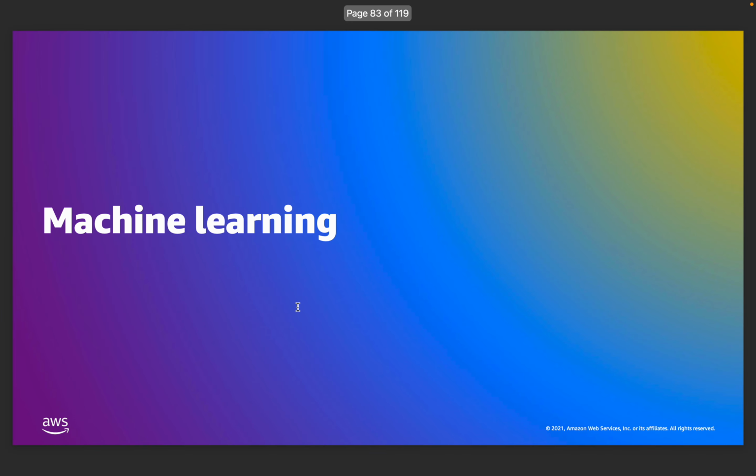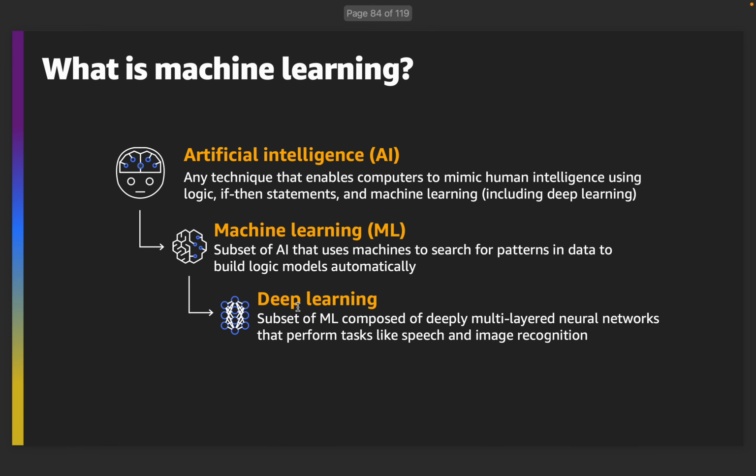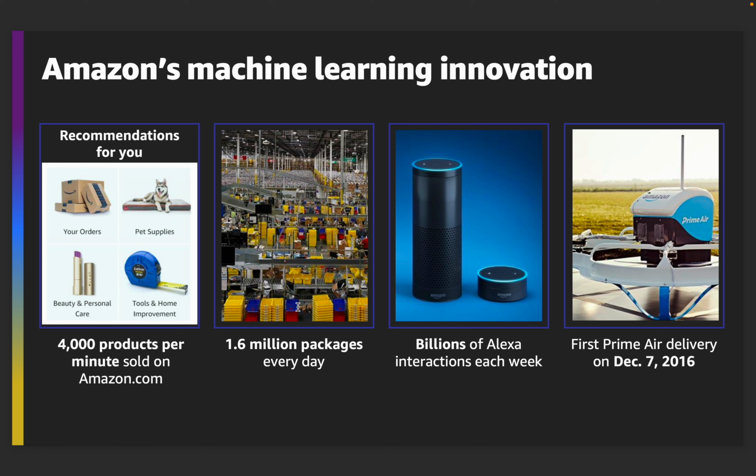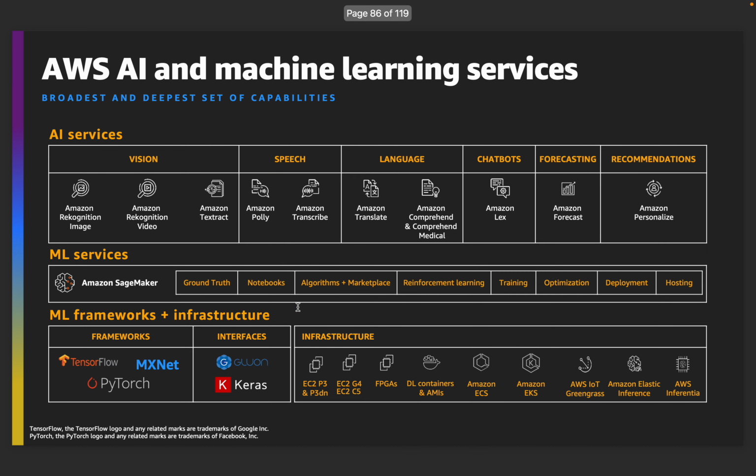Machine learning also. Machine learning is any technique that enables a computer to mimic human intelligence using logic and if-then statements; it includes machine learning, ML, and deep learning. So 400 products per minute are sold on Amazon.com, 1.6 million packages every day, billions of Alexa interactions each week, and the first Prime Air delivery on December 26.